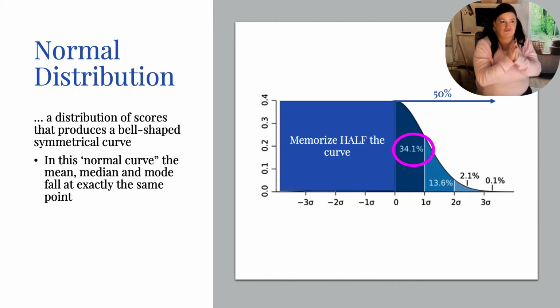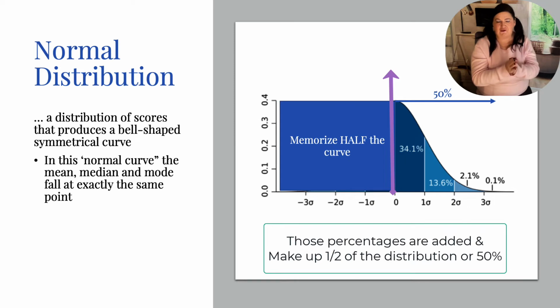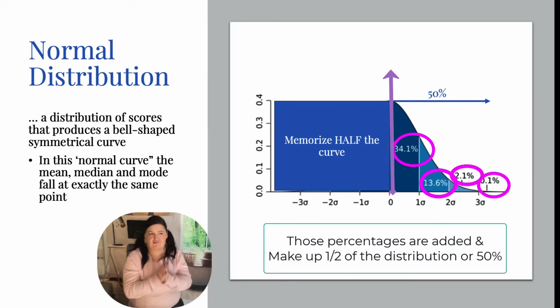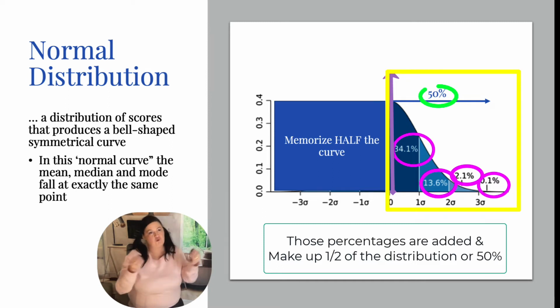34.1, okay? For the next one, it's 13.6, and the next one is 2.1, and then the next one is 0.1%. But there's another percentage I want you to memorize from the mean line too. All the way up is halfway up the curve, and that's 50%, okay? So those percentages are simply added together and make up half of the distribution, or 50%. I want you to memorize this because if you've got that memorized, it's easier to do the math.